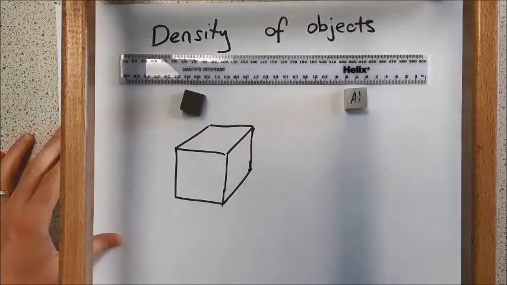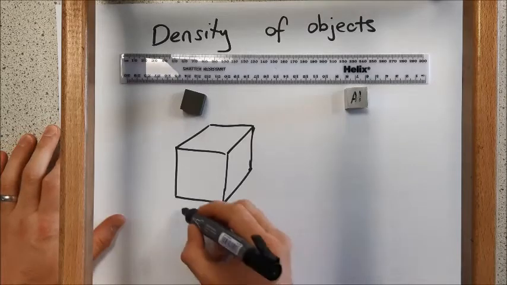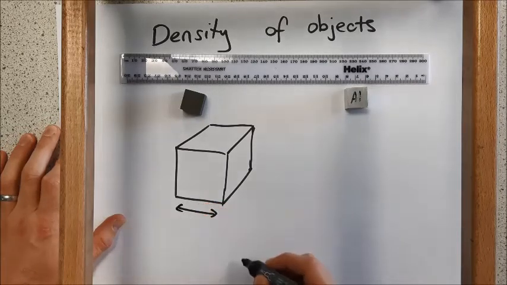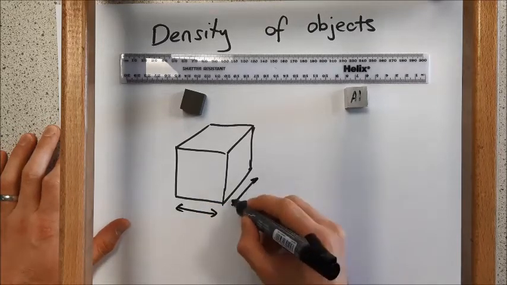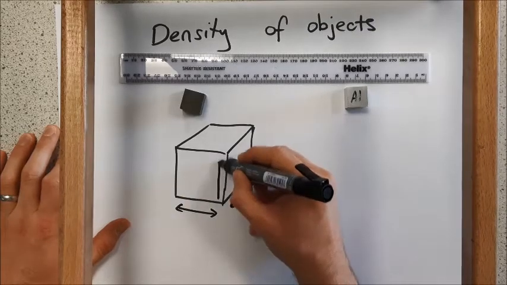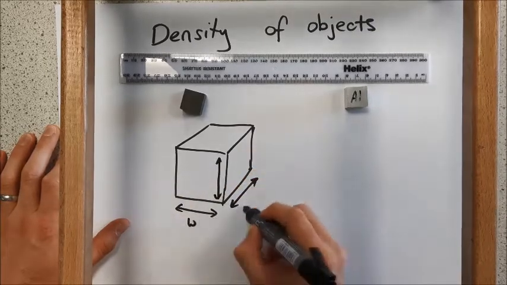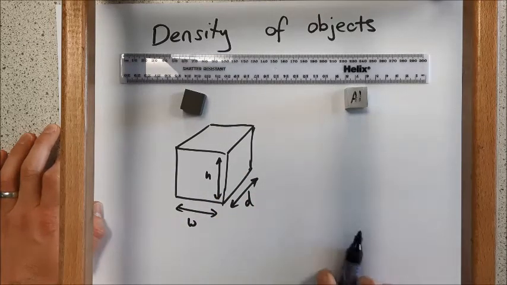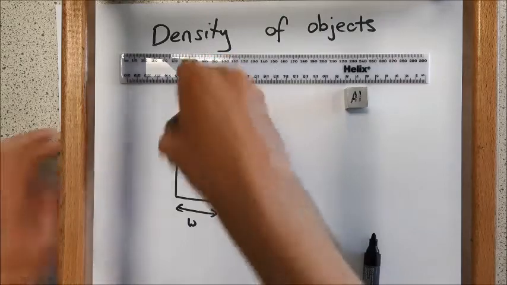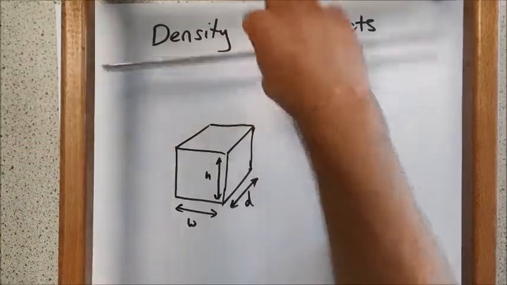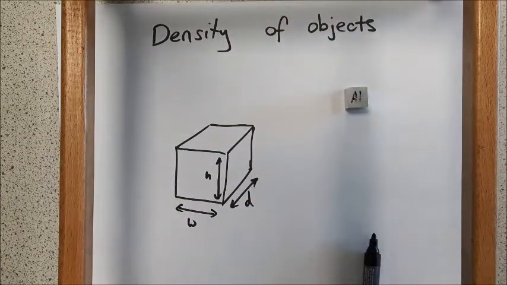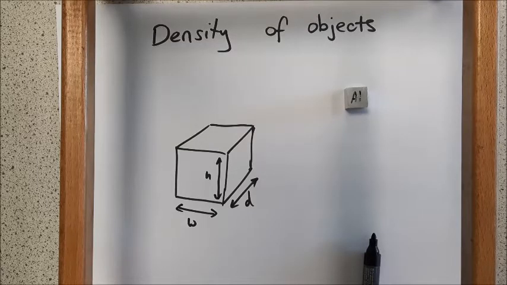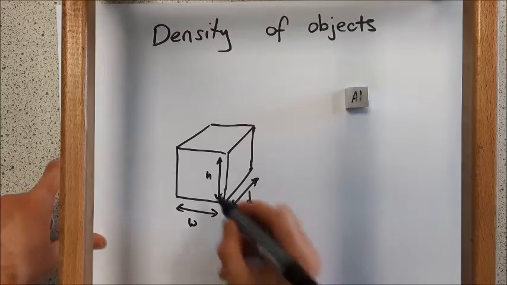So the first thing you have to do is measure your regular object. And we need to know measurements for its width, its depth and its height. So that's the first stage. So to find the volume of this cube, I'm going to measure using a ruler its width, which is 20 millimeters, its height, which is 20 millimeters, and its depth 20 millimeters. So it's 20 all around, I think, for both of these cubes.